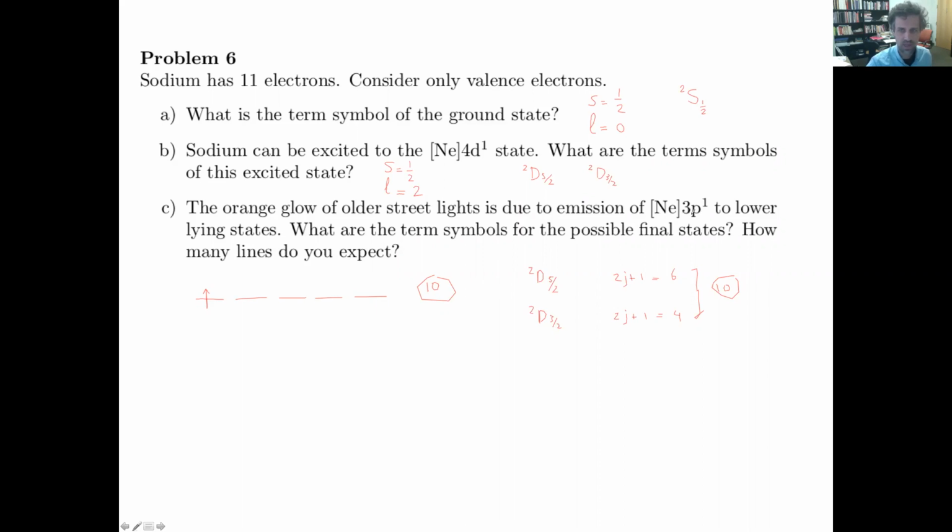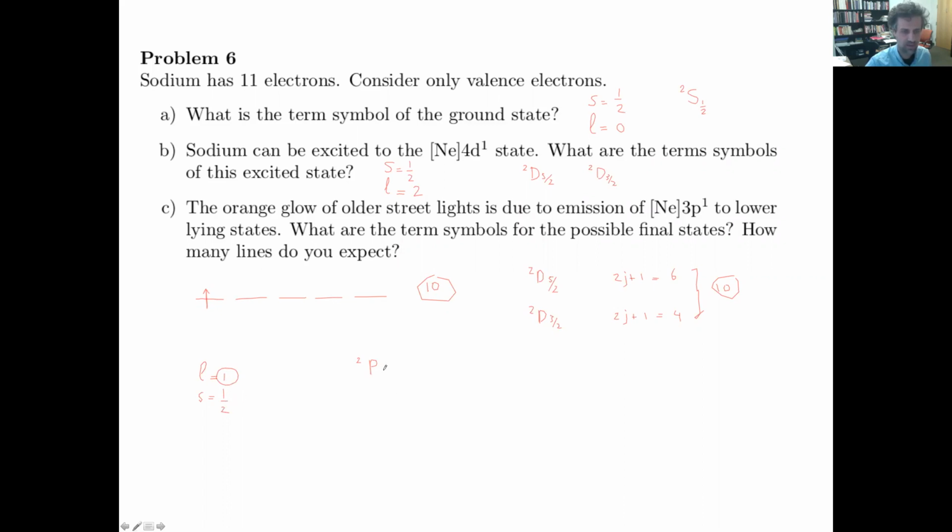Initially, it's in this 3p1 state. And so let me quickly figure out the term symbols for that first. I have L equals 1, S equals half. Okay, so the total orbital angular momentum is determined by L. So it's going to give me a P symbol. Then I have multiplicity is 2 times half plus 1, that's 2. And then J can be either the plus combination or the negative combination of these 2 values.